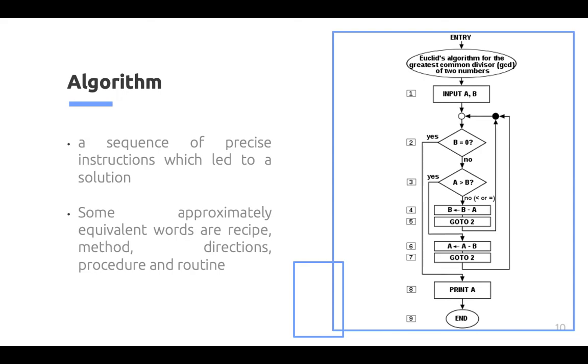So just like, for instance, a real life algorithm that we use, which is the recipe. The recipe provides different steps or procedures on how to cook a certain menu. So just like in solving a particular problem in programming, we also need to provide an algorithm for us to be able to design the solution for this problem.